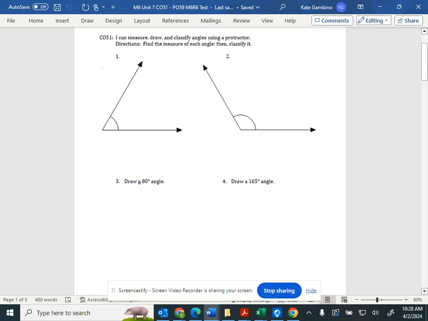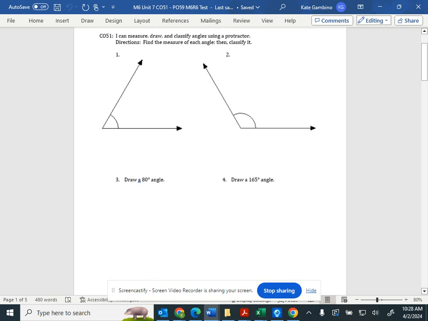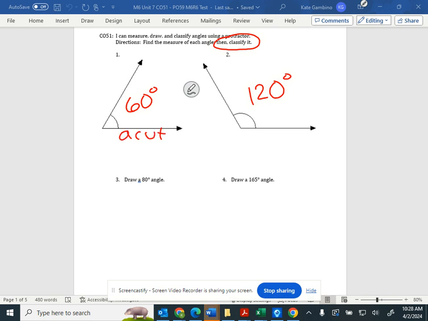With CO 51, there were a lot of us that forgot to classify our angles. So we might have measured correctly and said, yes, this is 60 degrees or close to 60 degrees. This is close to 120 degrees. But we forgot to classify it. If it's 60 degrees, it means it's an acute angle. And if it's 120 degrees, it means it is obtuse. So you did have to write if it was acute or obtuse.